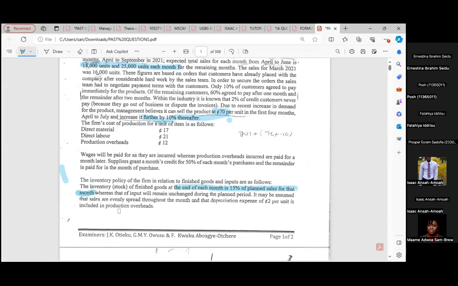The ending stock policy. You remember, I said ending stock is strictly guided by policy. So this is the policy that we are trying to look for.